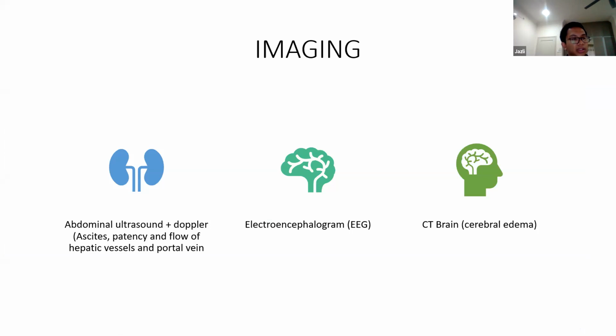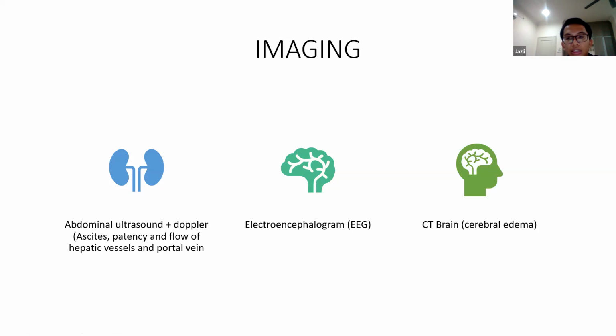Okay, so imaging wise, what we would do. Imaging wise, we would do abdominal ultrasound. You can do it with Doppler. You want to see evidence of ascites, patency and flow of hepatic vessels and portal vein. So even in cases like Budd-Chiari syndrome, you want to see any evidence of occlusion. Ascites is also considered, and you want to assess the grade of the ascites.